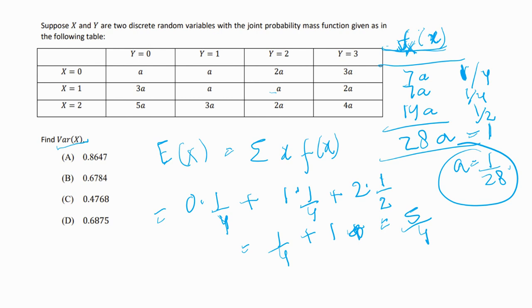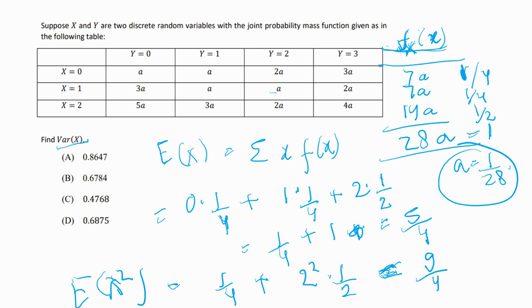Now next we want to find the expectation of x square. So x square will be 0, then 1 square, and then 2 square. So it will be 1 by 4 plus 2 square times 1 by 2. So it will be nothing but 1 by 4 plus 2, so 2, 4, 8 plus 1. I think it will be 9 by 4.